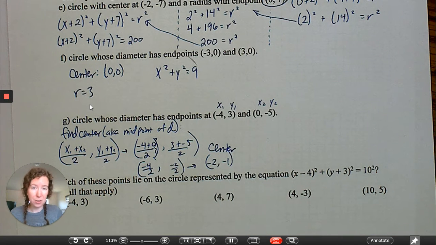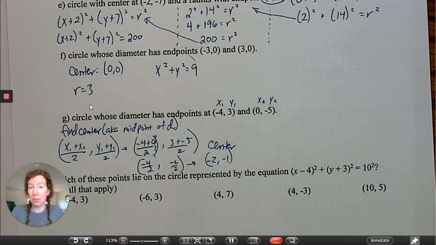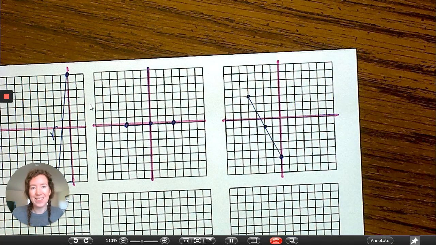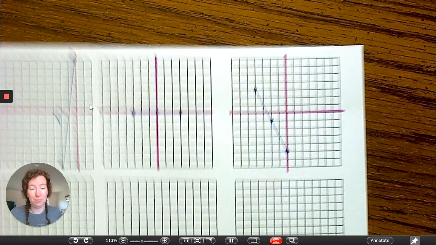I can see if I did it correctly by graphing: is that point even on the diameter, and does it look like it's about halfway between the two endpoints? -2, -1. Look, it's on the line and it looks like it's about in the middle. Awesome.